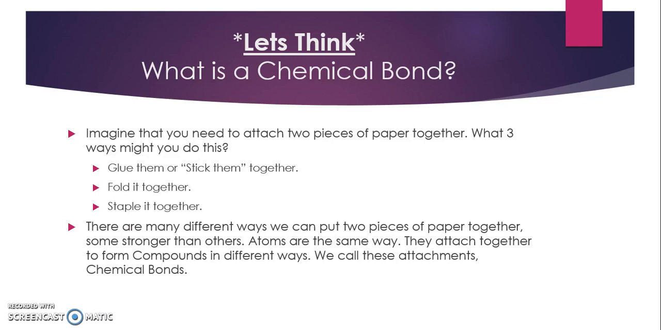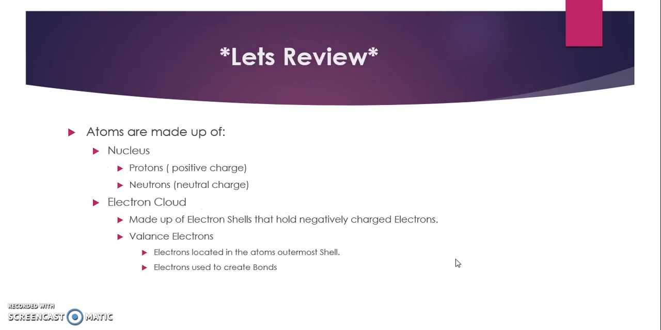So let's think. What is a chemical bond? Imagine that you need to attach two pieces of paper together. There could be three ways you could do this. What are they? Yep, you could glue them, you could fold it together, you could staple it together, right? There are so many different ways that we can put two pieces of paper together. Some are often stronger than others. Our atoms are the same way. They attach together to form compounds in different ways. We call these attachments chemical bonds.